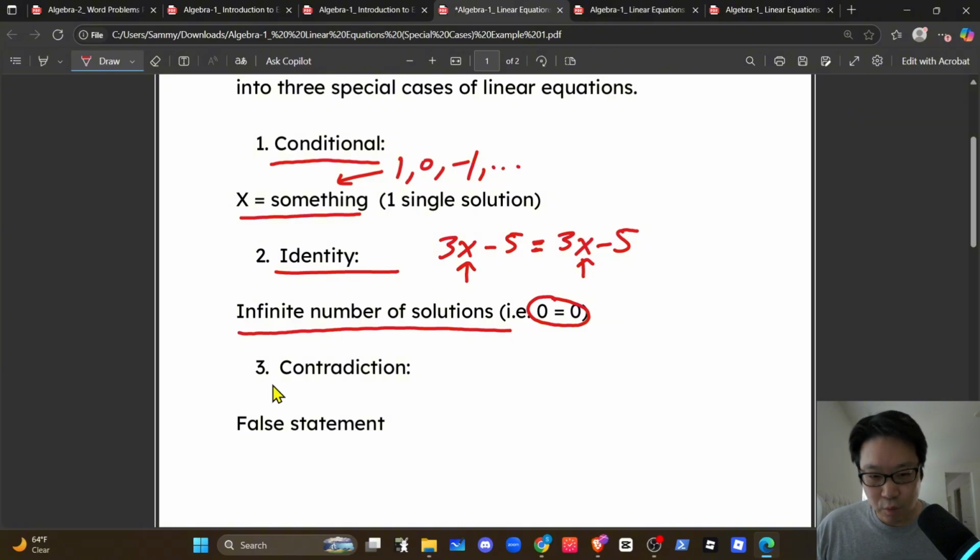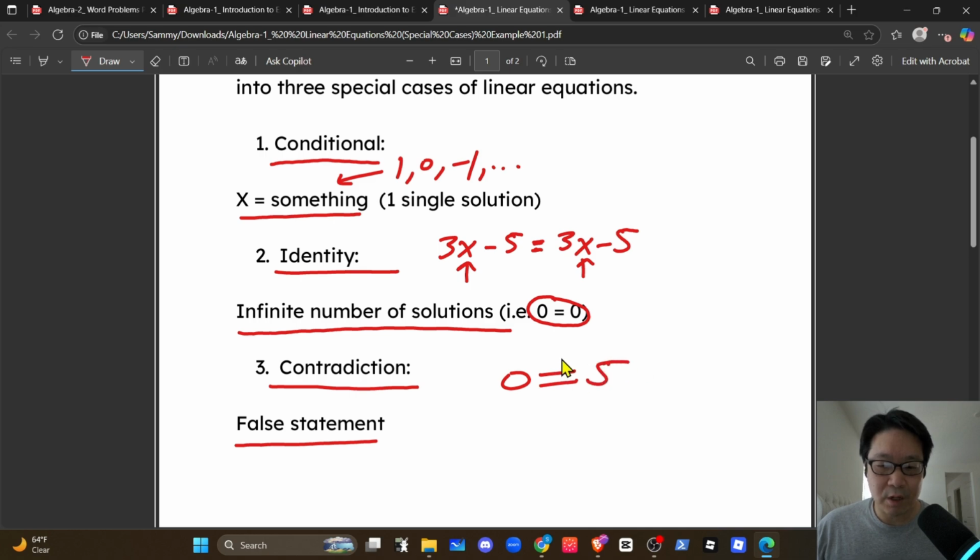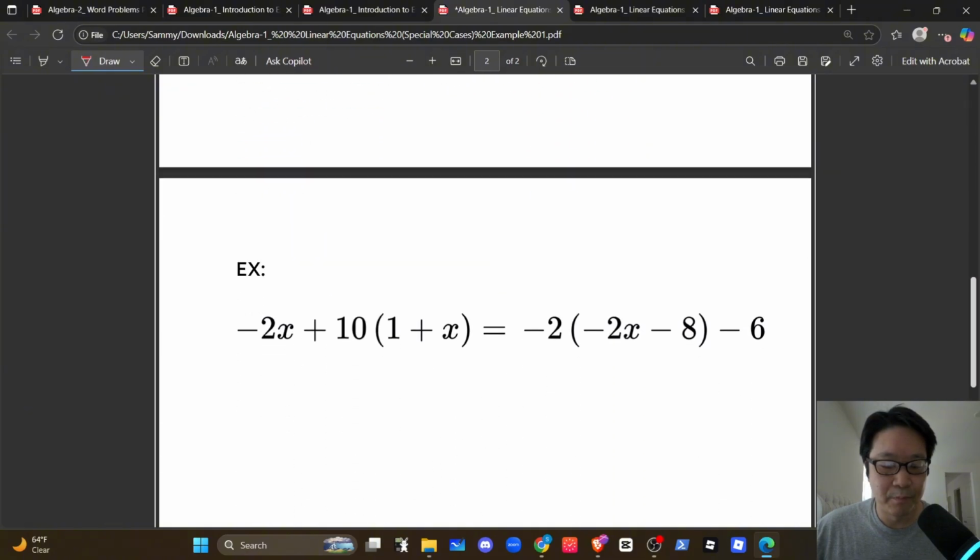The third situation is called a contradiction. And that is when you get a false statement, something like 0 equals 5. Well, we know that 0 doesn't equal 5. So this is false. Okay. And that's called a contradiction. Now let's go over an example.